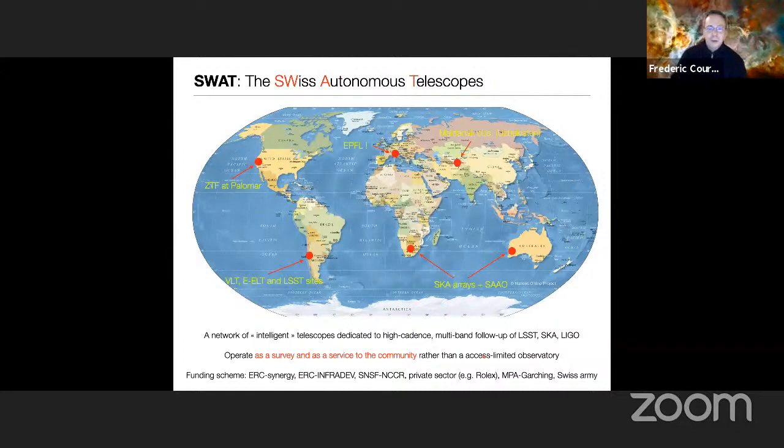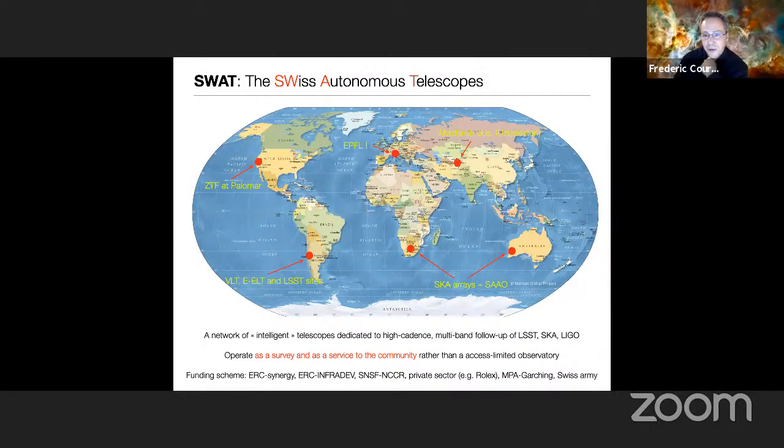So what will be the setup for such a thing? Of course, nothing is frozen here, but you need at least 6 sites to do round-the-clock monitoring. You want a big telescope in a great site, so next to LSST would be a good place in Chile, because then LSST would be the main client of SWATs, or vice versa. You may also want another one in South Africa next to one of the SKA arrays, maybe in Australia. So the big one would be here, and then the rest would be the smaller telescopes.